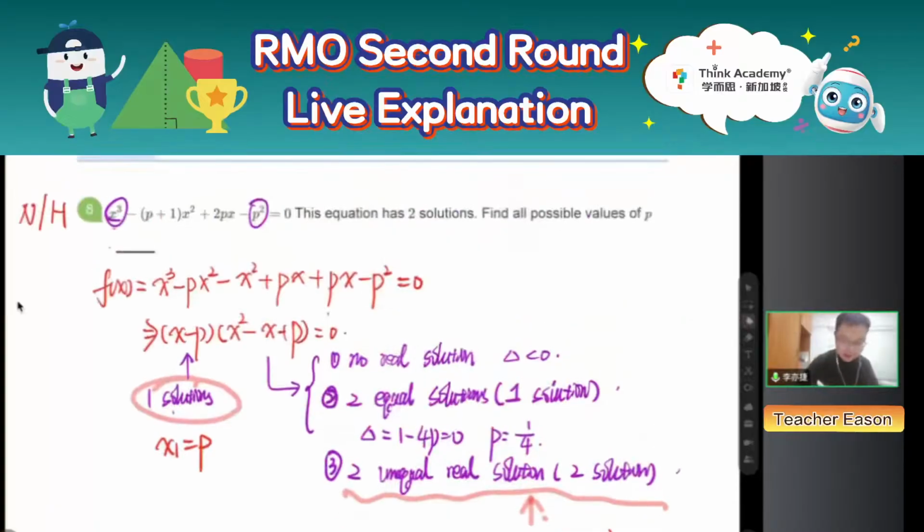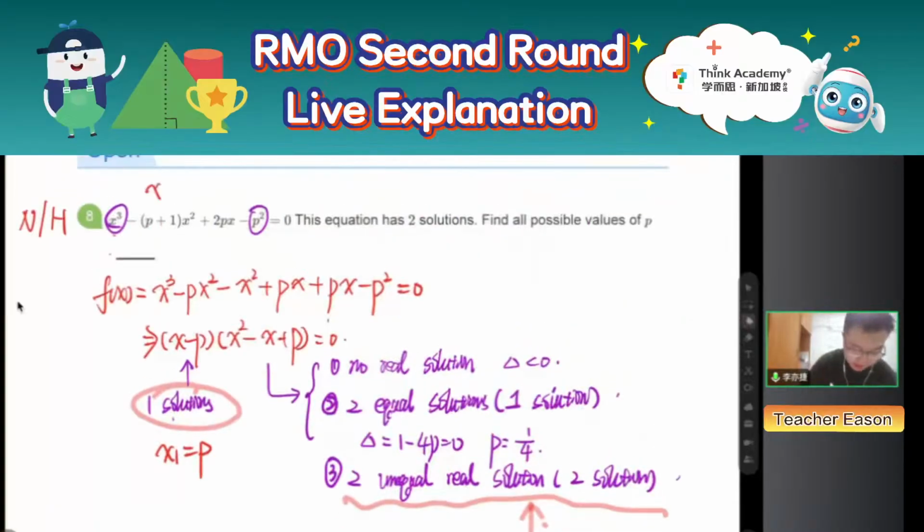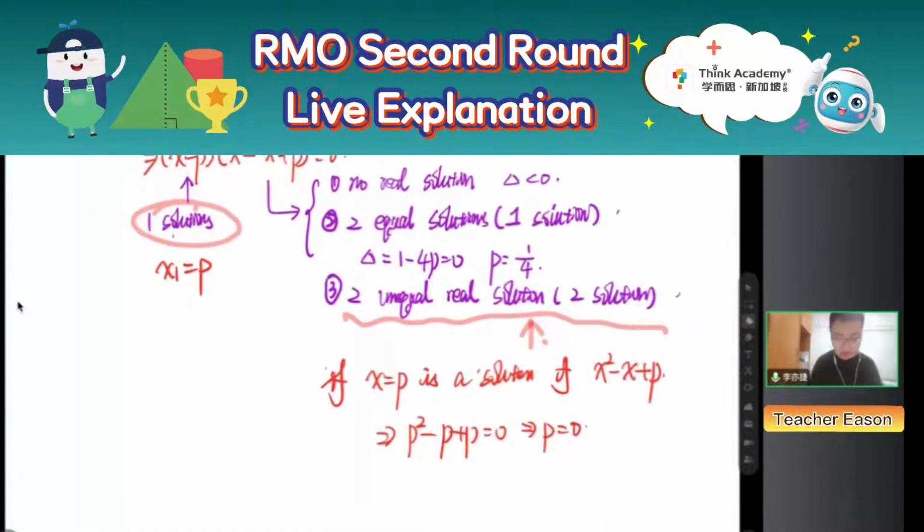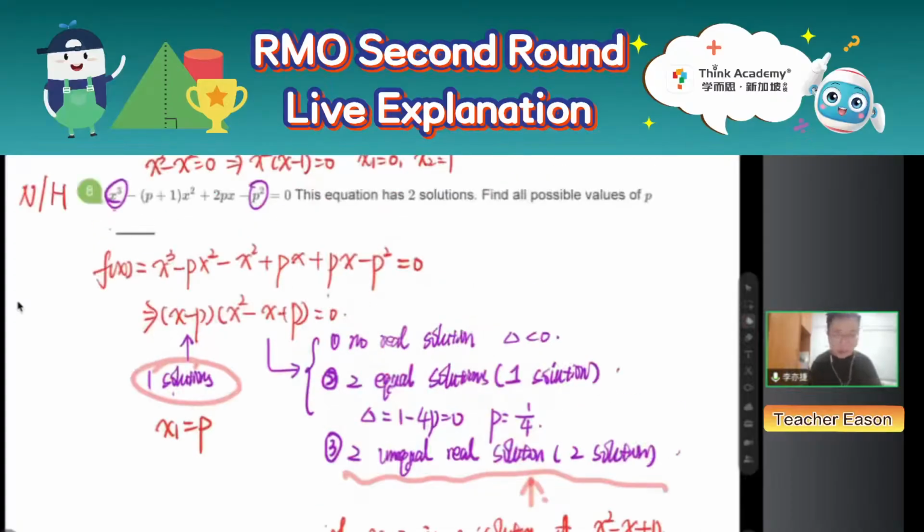And then we bring it back to the original expression. This one becomes x squared minus x cubed equal to 0, so it's x squared times (x minus 1) equal to 0. This one obviously has only 2 solutions, 0 and 1. So actually p equal to 0 also makes it work. So now in total we have 1 over 4 and 0, so we have 2 possible values for p to make it 2 solutions.